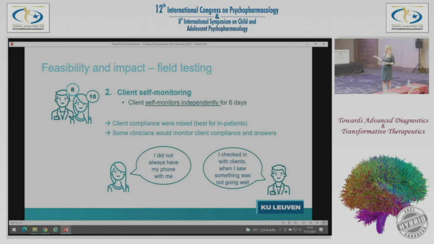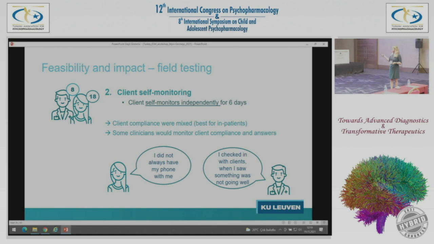We also saw clearly differences between clinicians. Some clinicians would also monitor the compliance and the responses. And so I think it's also a little bit about the interaction, of course, between the clinician and the client. So clients would say, well, I did not always have my phone with me. That's why I did not respond.